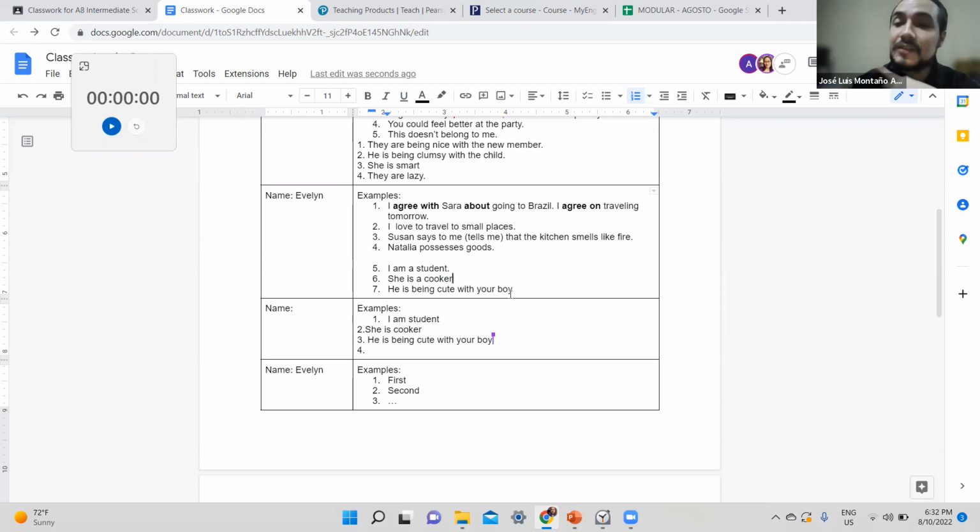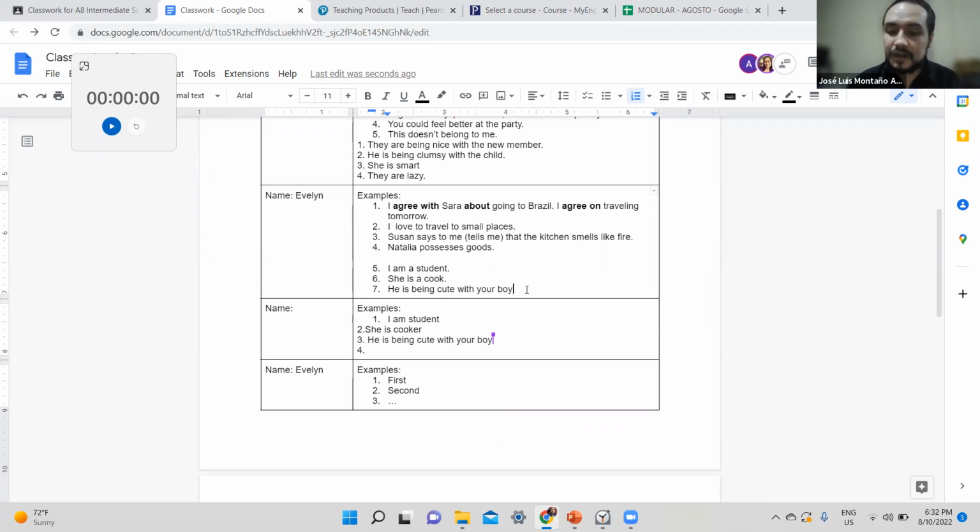All right, good. This is weird, but in English, it's only going to be cook. So if you are the cook, it means that you cook. So it's the same word. It's one exception. She's a cook. What about here?